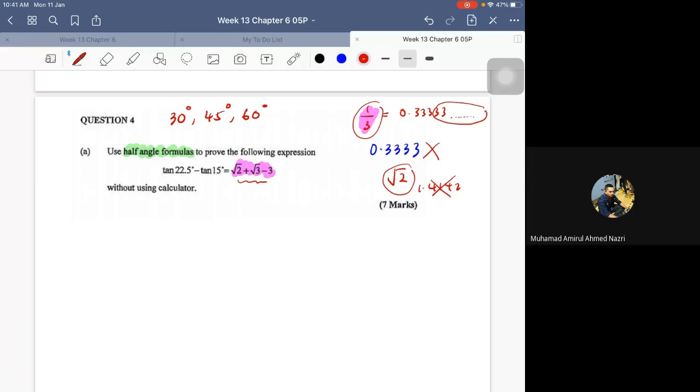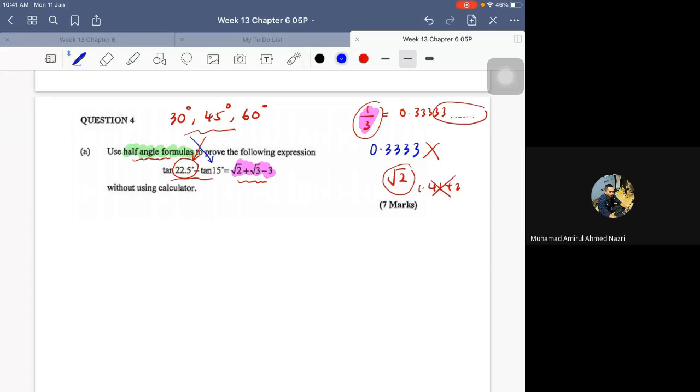So first benda yang should come to your mind bila you buat soalan ni adalah, macam mana you nak jadikan this angle dalam bentuk half angle formula untuk tukar ni. How do you modify your function supaya you boleh apply half angle. Okay, if you notice, sebenarnya 22.5 ni dia adalah 45 degree bahagi dengan 2. So 15 degree ni pula, dia adalah 30 degree bahagi dengan 2. So that is what we're going to use.